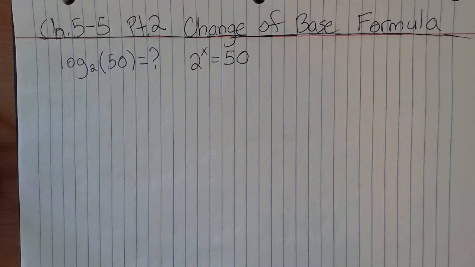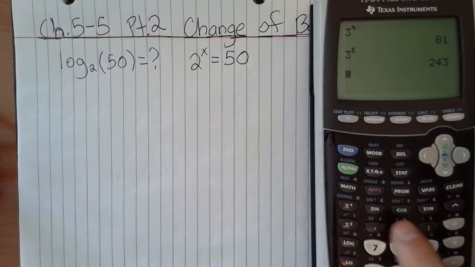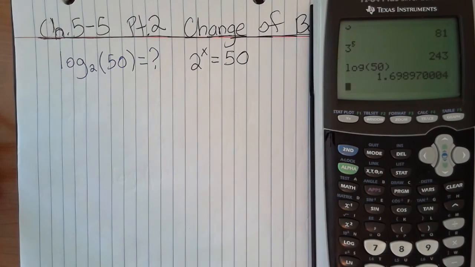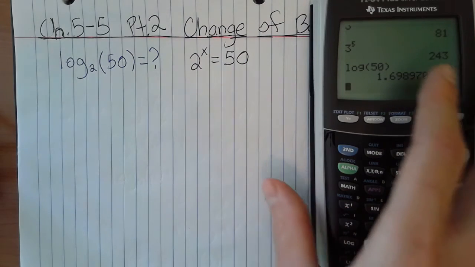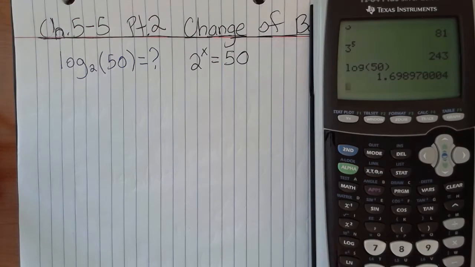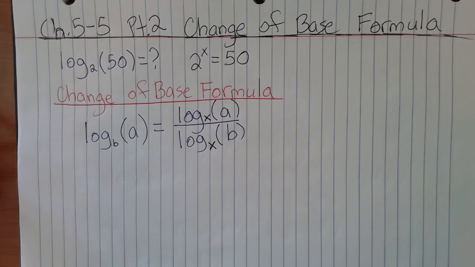In fact, if we grab a calculator and try to evaluate this, we could push the log button, 50, and hit enter. We get an answer of 1.7. But that's inaccurate. That's actually finding log base 10 of 50 and having it equal 1.7, which is not the answer we were looking for. We need to use the change of base formula in order to determine the answer to our question above.